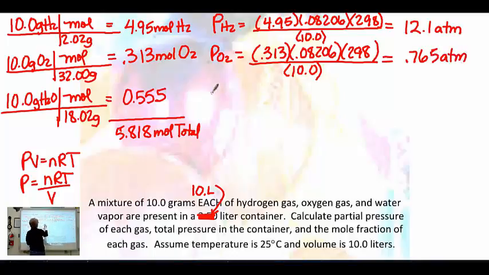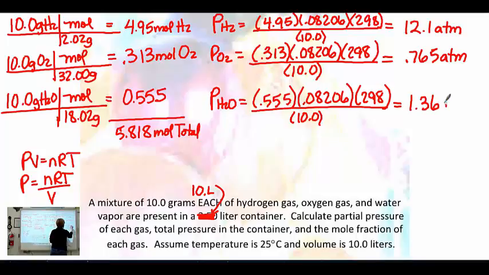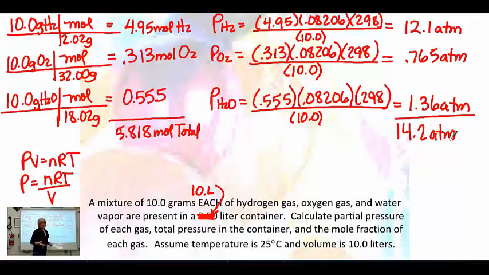And then finally, my pressure for the water vapor is equal to 0.555, 0.08206, 298, again divided by 10. So my pressure of the water vapor is 1.36 atm. My total pressure, I can just add that up, and I get 14.2 atm.